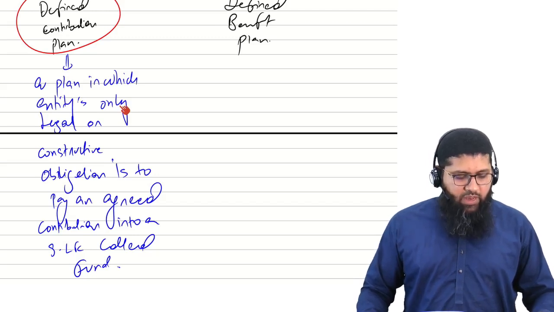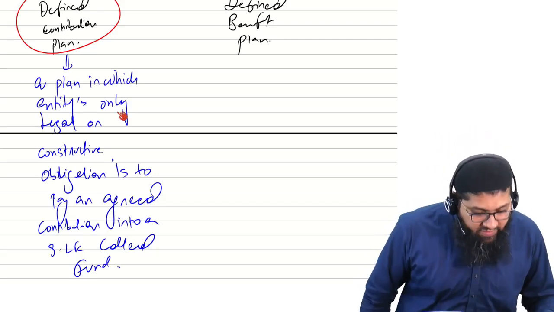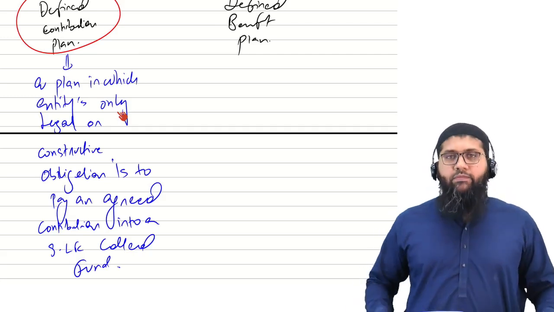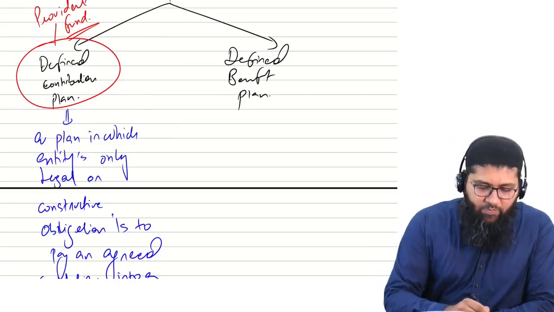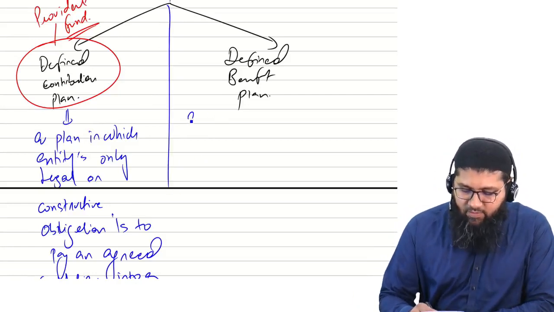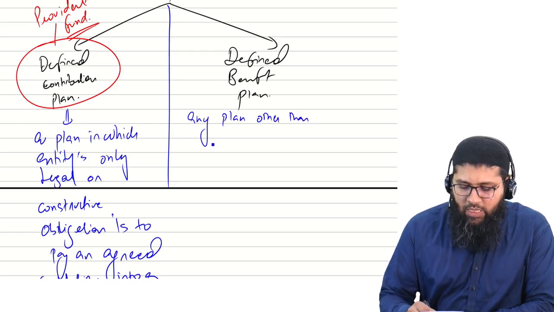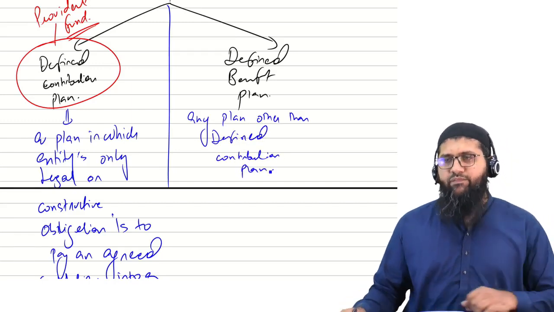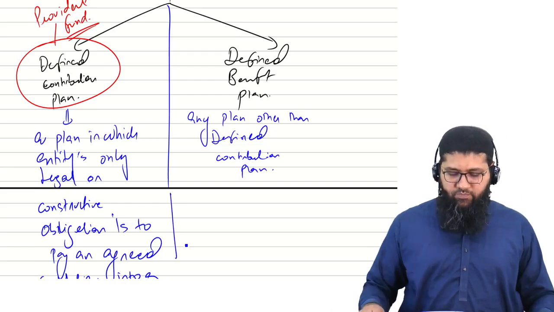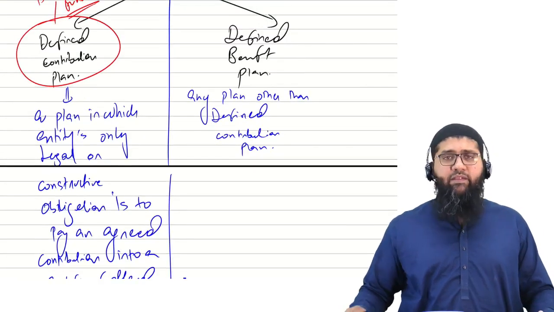Okay, lovely. Now let's move a bit forward. So we have talked about the defined contribution plan. With respect to the defined benefit plan, the concept is that by definition, it is any plan other than a defined contribution plan. Any plan which is other than a defined contribution plan is a defined benefit plan.